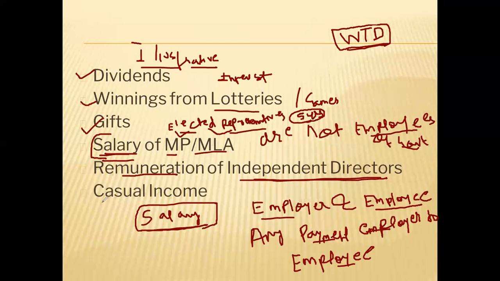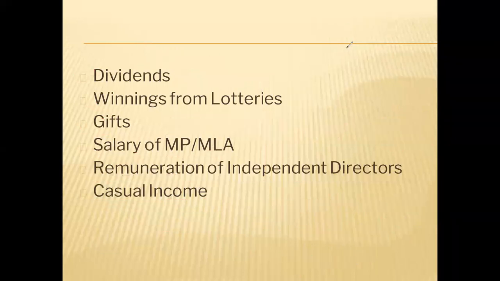Clear? Next, any casual income that a person earns will come under income from other sources. Casual income means not regular income. Once in a while, if a person is earning some income, it will come under income from other sources. So these are some of the illustrative list of income from other sources. Clear everybody this much?